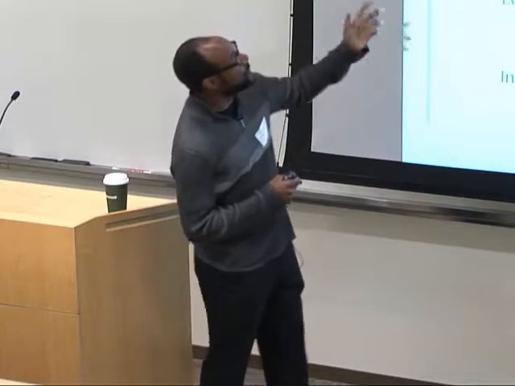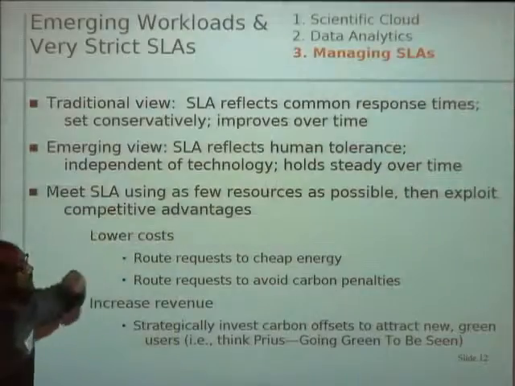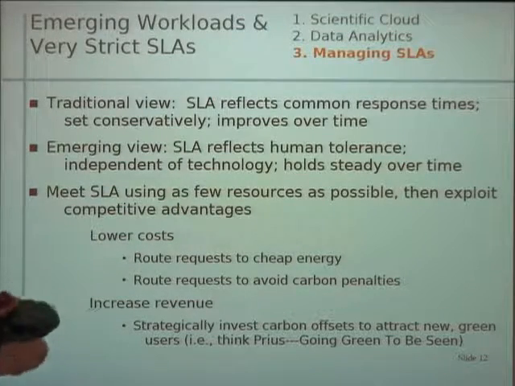The idea here is you have the ability to beat human perception now pretty easily, right? Computers are fast enough that we can respond pretty quickly. One way to think about that is it can give you some leeway with the SLA, some opportunities to invest in other things when you would have originally invested in, for instance, more nodes. So our idea here is we want to meet an SLA using as few resources as possible, and then exploit other competitive advantages. For instance, going carbon neutral, Microsoft, right? And how can we turn those into profit?